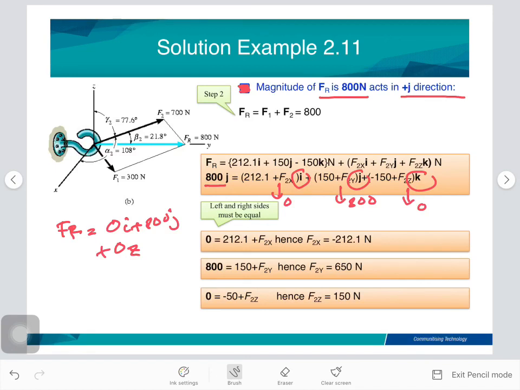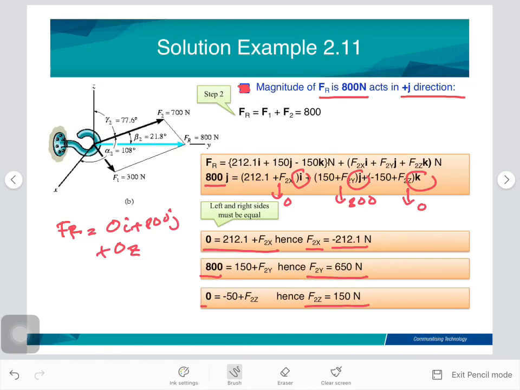So you can equate 212.1 plus F2x to 0, then you get F2x equal to negative 212.1 Newton. Then group j, you equate with 800, so you determine F2y is equal to 650 Newton. And the last one, z: 0 is equal to negative 50 plus F2z, so F2z is equal to 150 Newton.